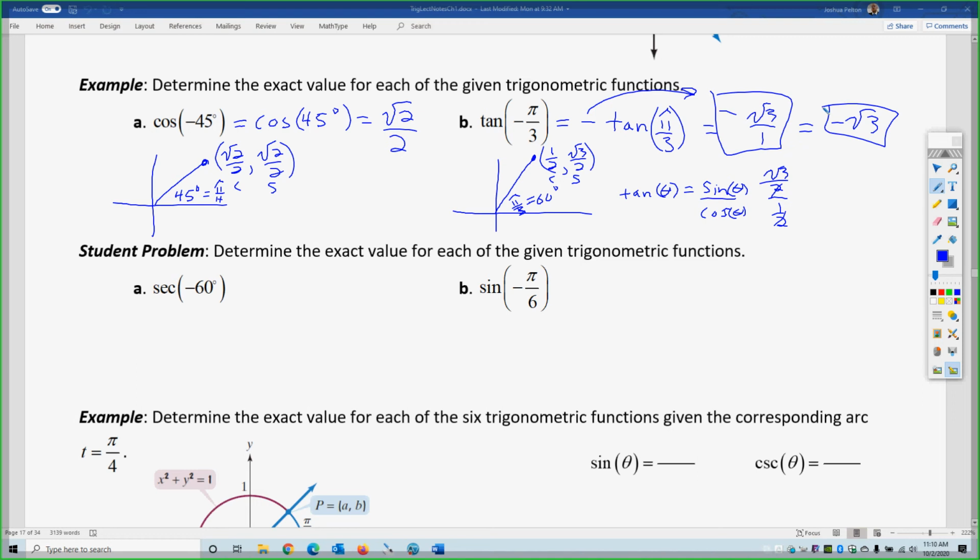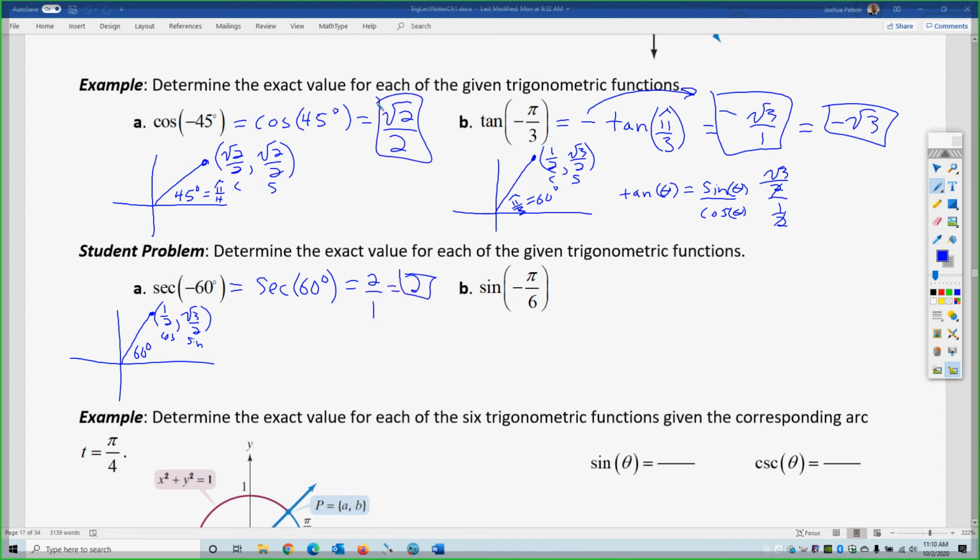Okay, secant is an even function, because it's cosine's reciprocal buddy. So I can just get rid of the negative. So if I do 60 degrees, we just did 60 degrees, didn't we? That's pi over 3, which is 1/2 comma root 3 over 2, their cosine comma sine. But we don't want cosine or sine, we want secant. Isn't secant the reciprocal of cosine? So instead of 1/2, I get 2 over 1, or simply just 2.